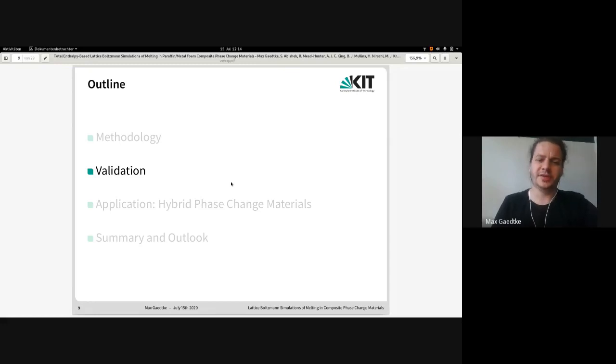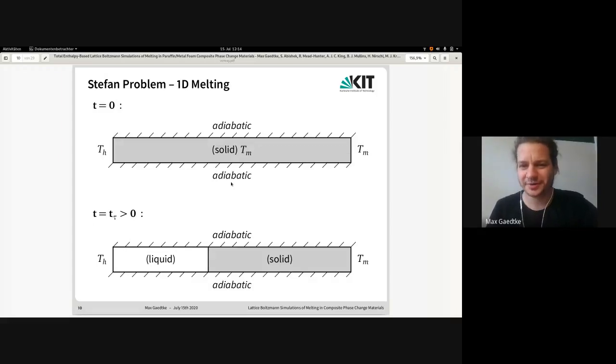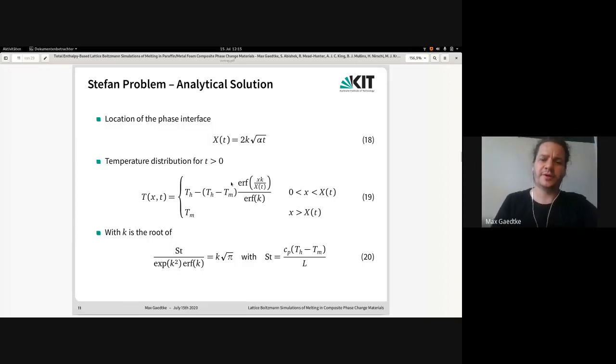Let's go through some validation cases, and I guess Giacomo showed two very popular validation cases, so I almost have the same slides here. The first problem you look at is the Stefan melting. I think I don't need to explain this again, just very briefly. You have a bar of material that melts from the left-hand side to the right-hand side with increasing time. And for the phase interface location and the temperature, you have analytical solutions as a function of time and the Stefan number, which is given in equation 20.